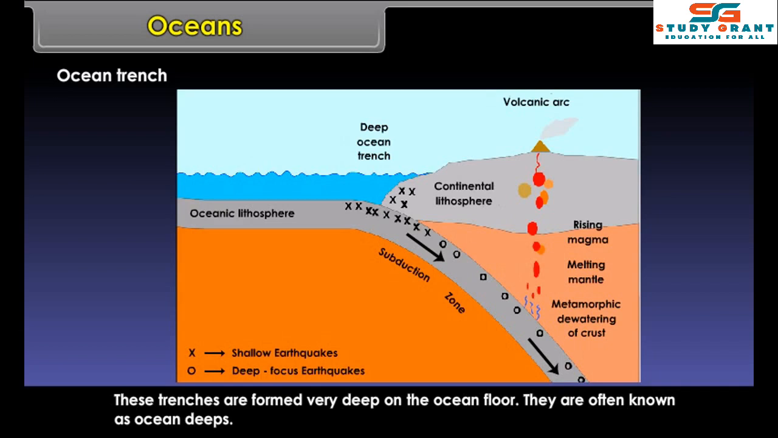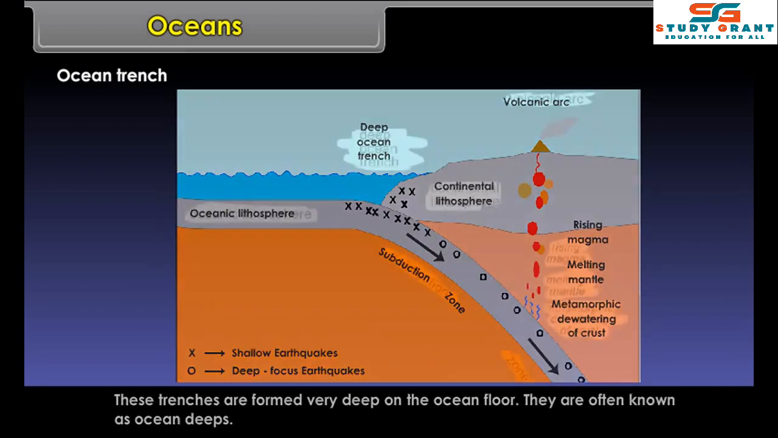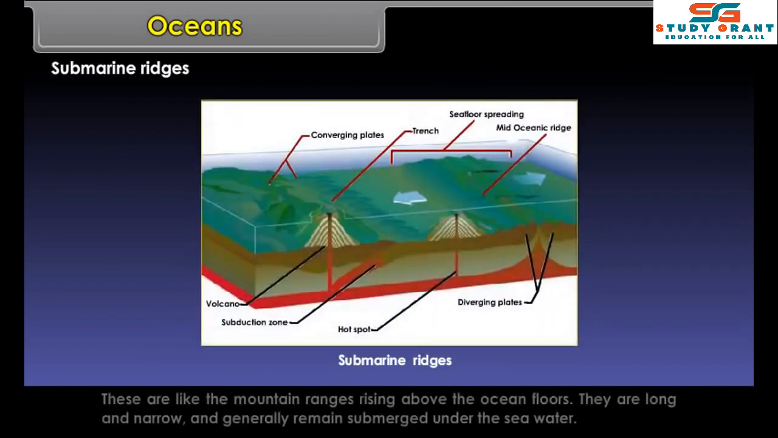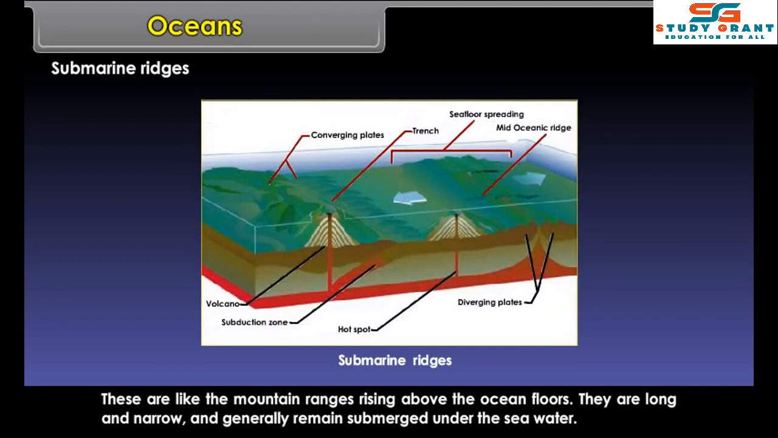Ocean trench. Ocean trenches are believed to be formed due to faulting on the ocean floor. These trenches are formed very deep on the ocean floor. They are often known as ocean deeps. The deepest trench is the Mariana Trench in the Pacific Ocean.